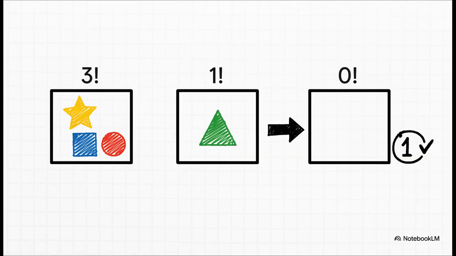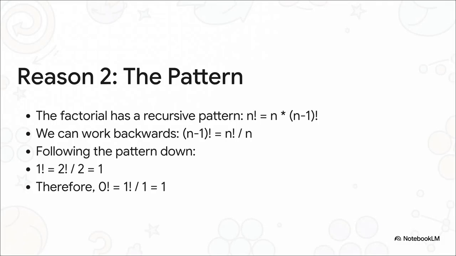Let's just go back to our basic definition. A factorial counts the ways to arrange a set of items. So let's ask, how many ways can you arrange an empty set, a set with 0 objects in it? Well, there's only one way. You do nothing. That single arrangement of an empty space is a valid outcome, and because of that, 0 factorial has to equal 1.